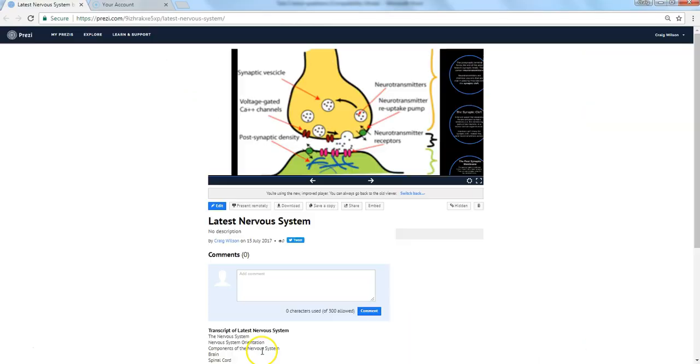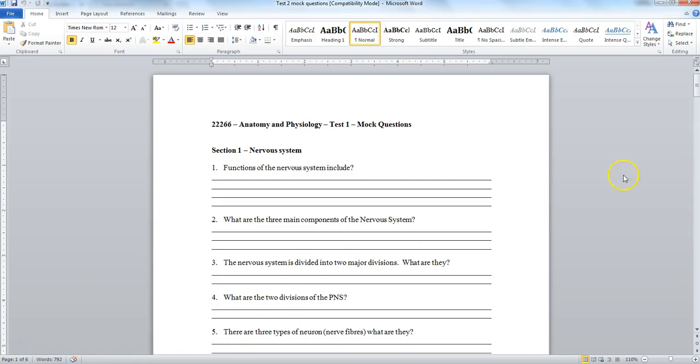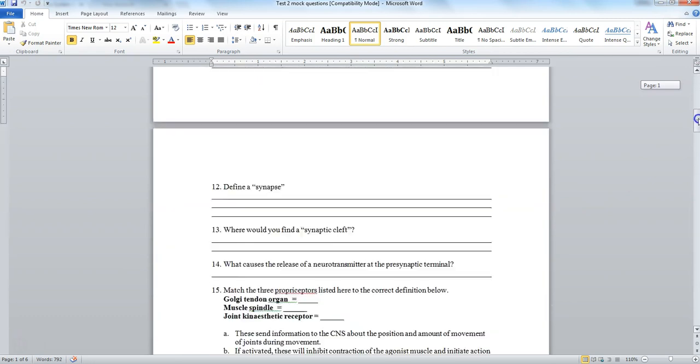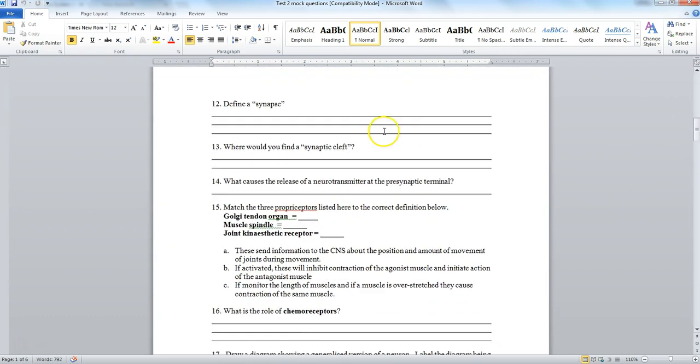So with that in mind, let's just solidify that information by going back into our mock questions for a second here. And we'll go to question 12 here, define a synapse. And we can define a synapse as the meeting point between two neurons, allowing them to communicate. That's the meeting point between two neurons, allowing them to communicate. So feel free to pause or go back in the video to get that definition down.